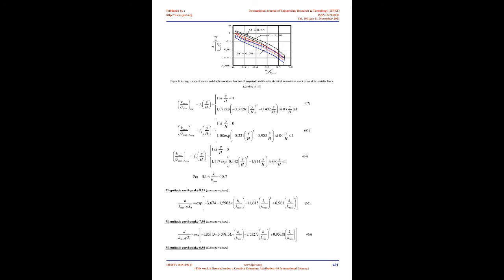Figure 7, ratio of maximum accelerations to depth of sliding mass according to 10.